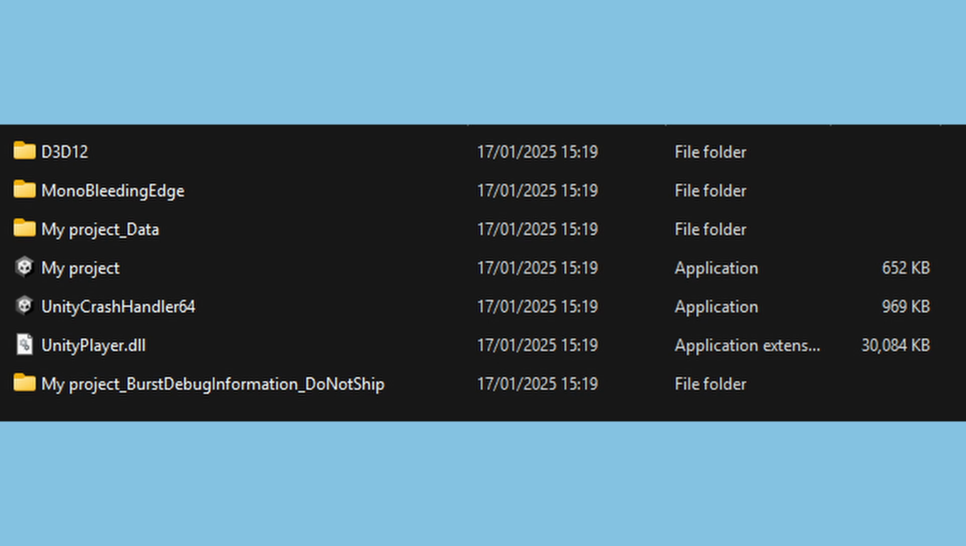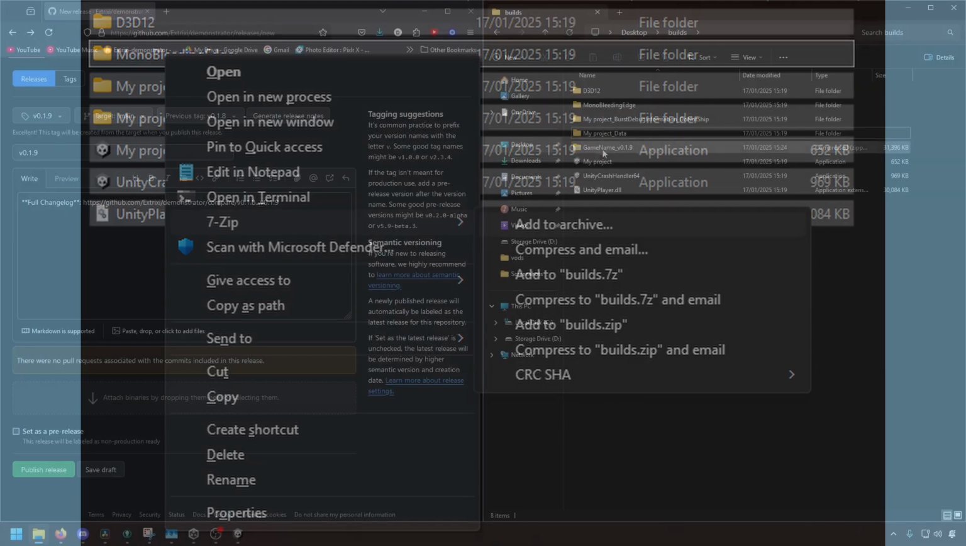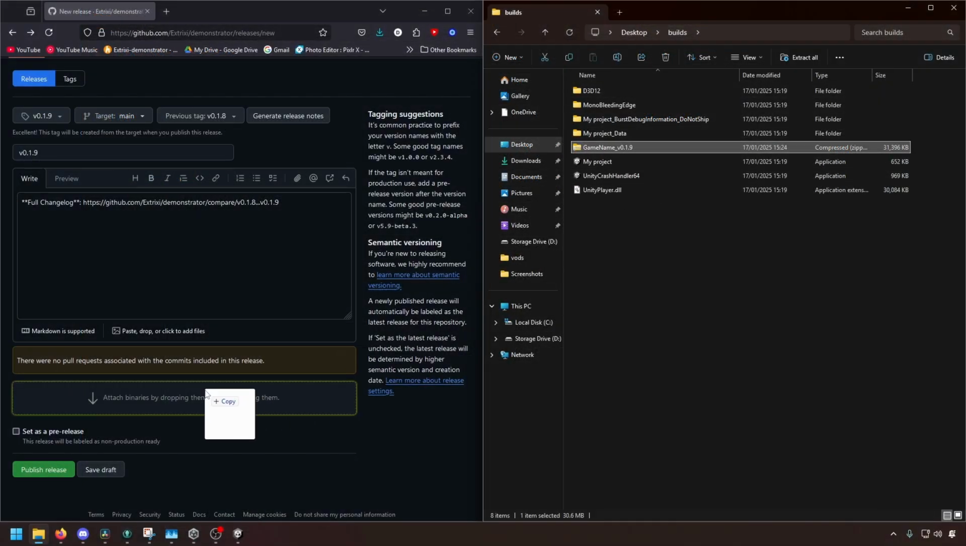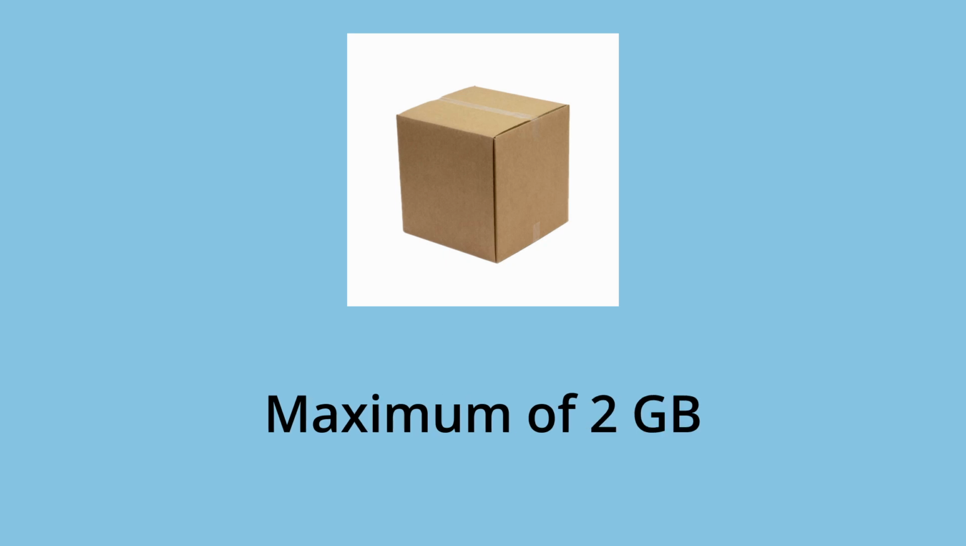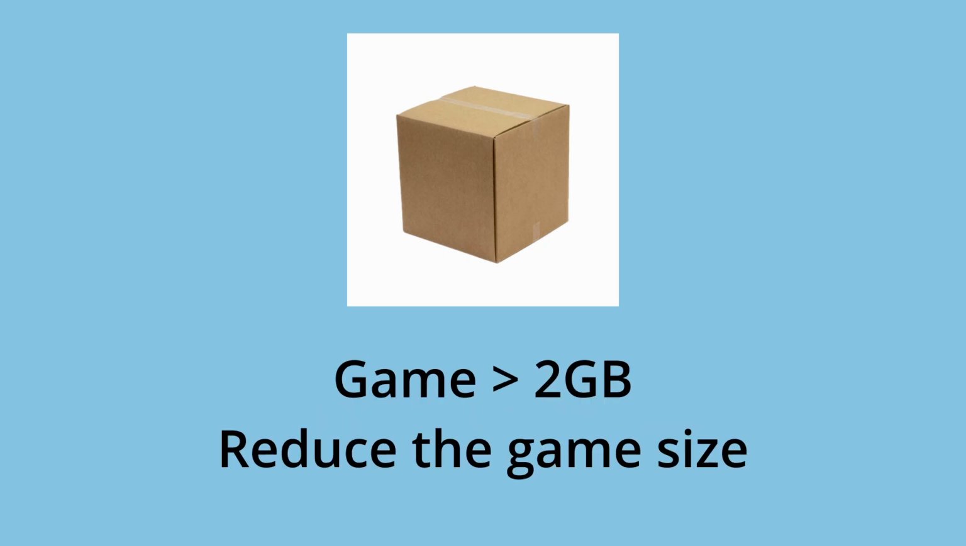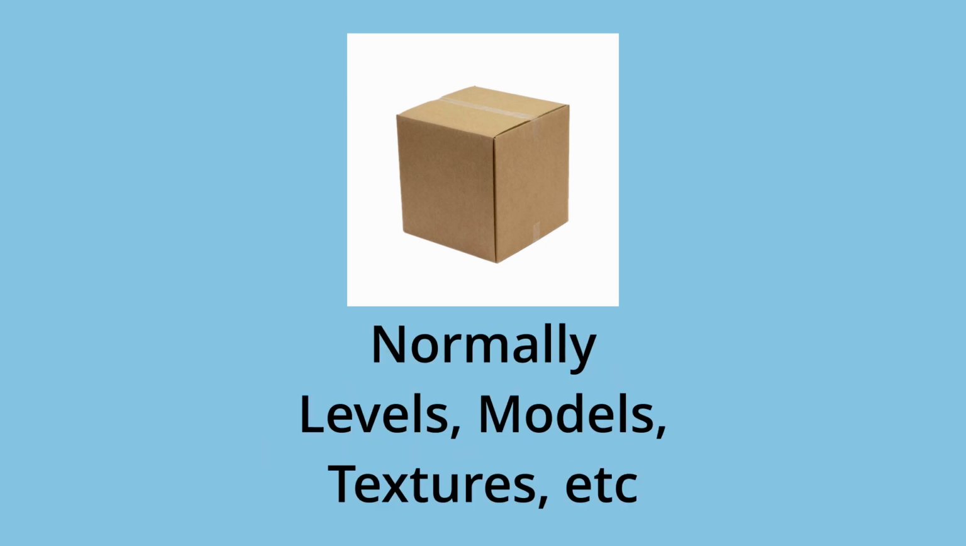In the build folder, remove any temporary files. Unity generates a folder. Use 7-zip or a zipping tool to zip the build. Drag the zip file onto the attached binary section, or click that section and select the zip file. Now, an important step. Wait for the build to be uploaded, or you will need to re-upload it again. Remember that you have a maximum of 2 GB you can upload. If the game exceeds this, then your team needs to reduce the file sizes. This is normally levels, models, or textures.